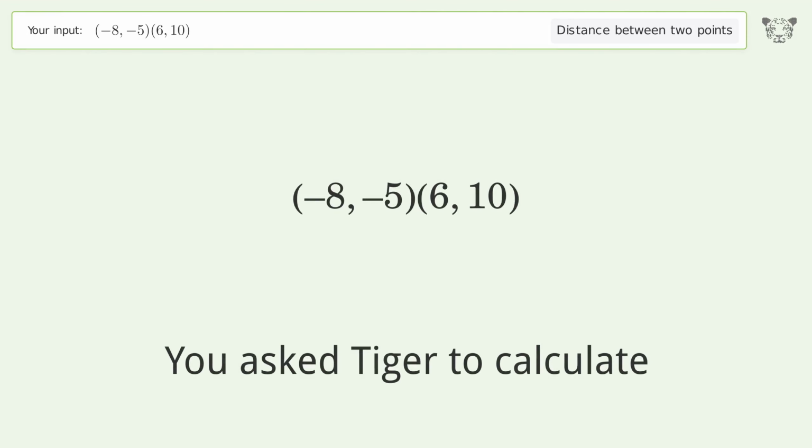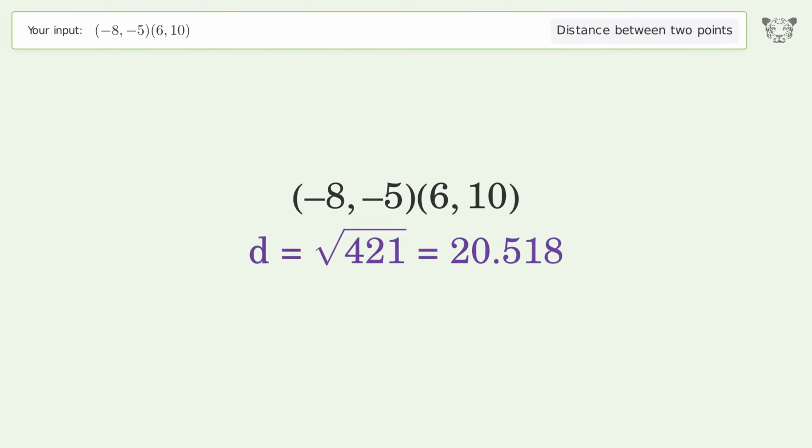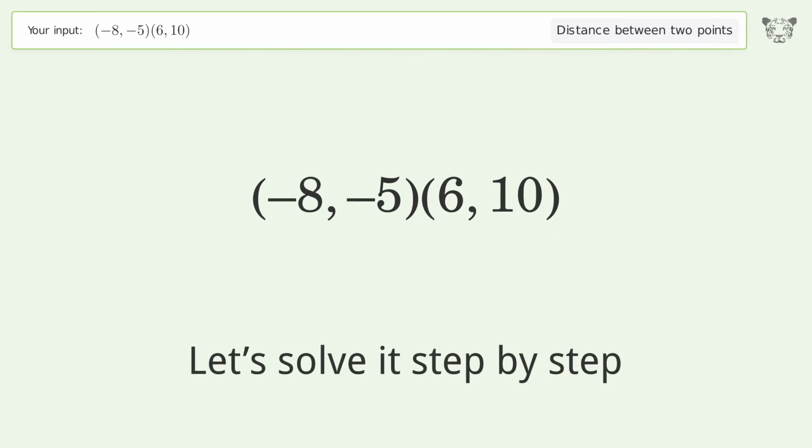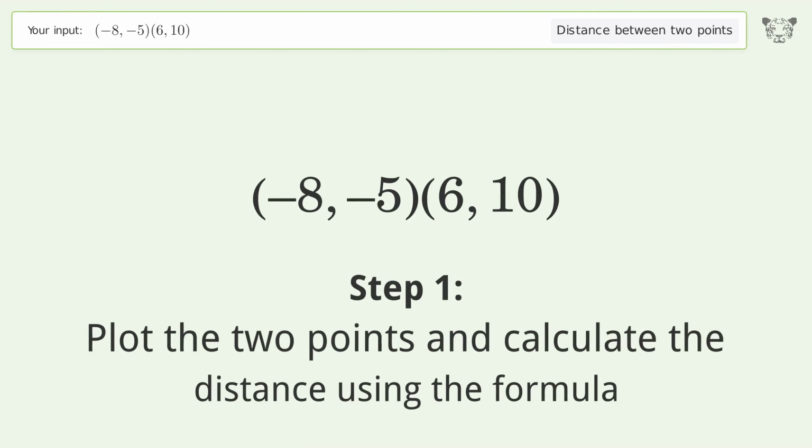You ask Tiger to calculate. This deals with the distance between 2 points. The distance between the 2 points is the square root of 421, or 20.518. Let's solve it step by step. Plot the 2 points and calculate the distance using the formula.